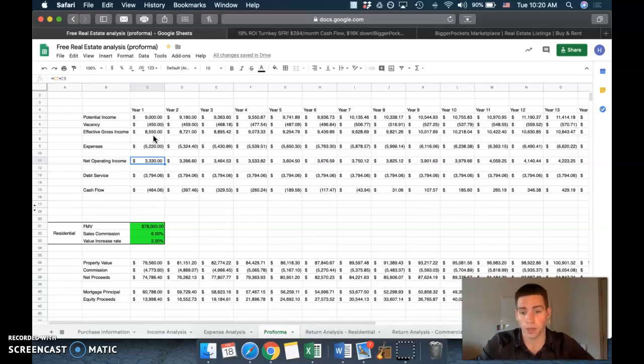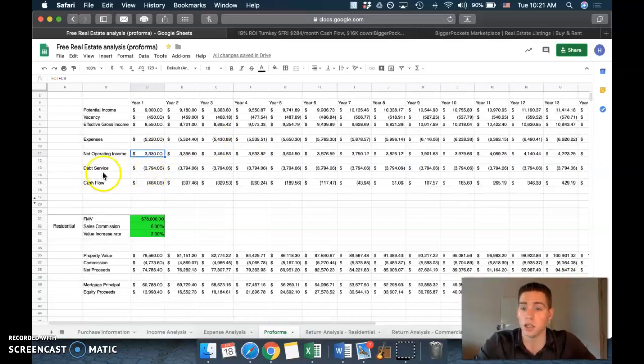our debt out, our mortgage payment out, to see what our cash flow is going to be. So we have a net operating income of $3,330, and we have a debt service of $3,794. So before our debt, we would have made a profit of just over $3,000, but because we paid the bank, we're actually losing $464 a year. So this tells me one of two things. This tells me either I'm paying too much for the property, my debt is too expensive, or this isn't a good deal.